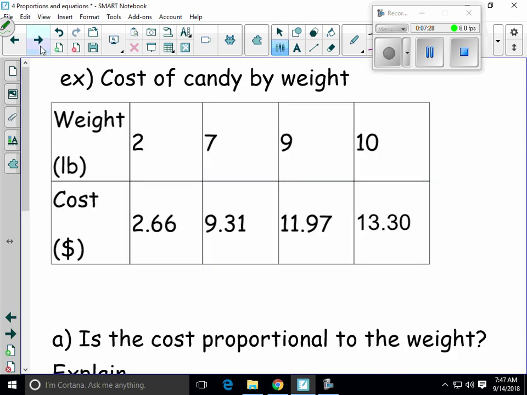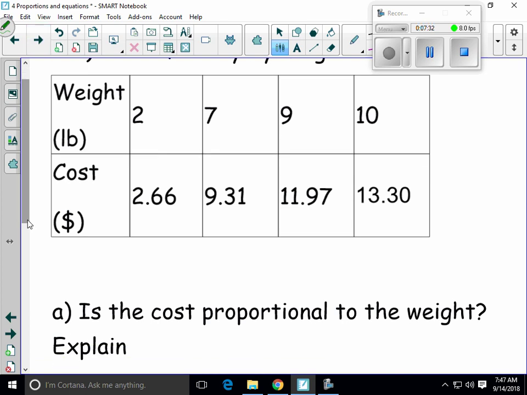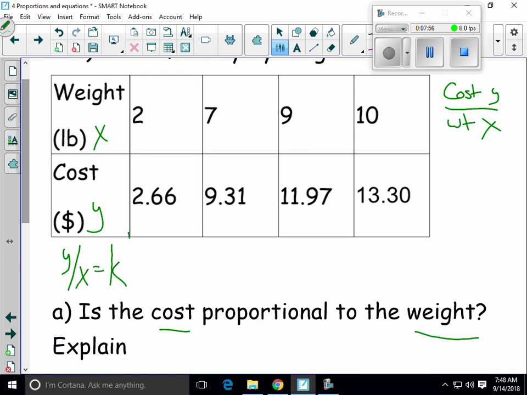All right, cost of candy by weight. So again, in this question, we're comparing the cost to the weight. The cost is going to be my y, the weight's going to be my x. Comparing cost to weight, the numerator is always the y, the denominator is x. You've got to memorize y over x, y divided by x. Cost is y, weight is x. Let's do y divided by x and see if we get a constant number.